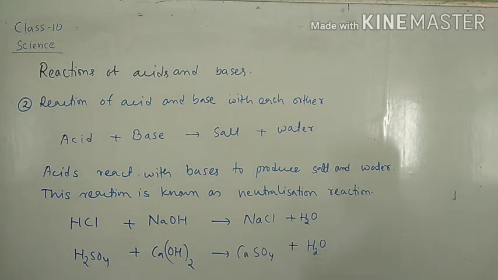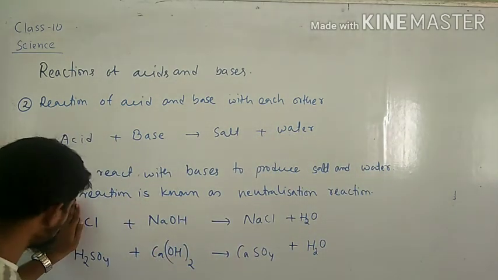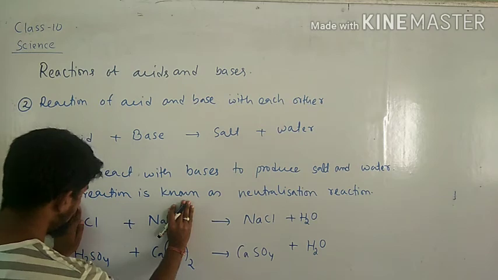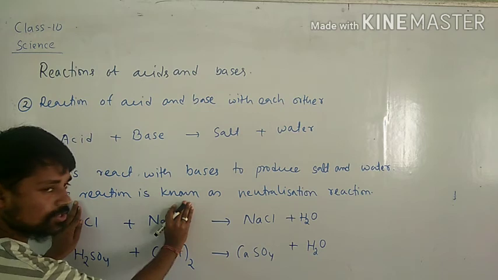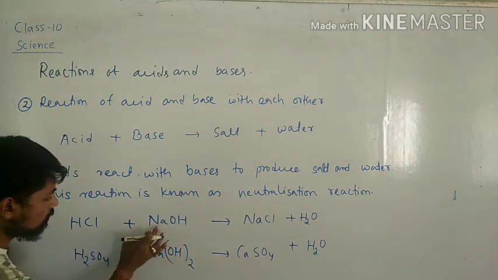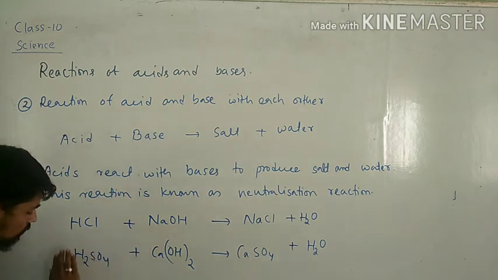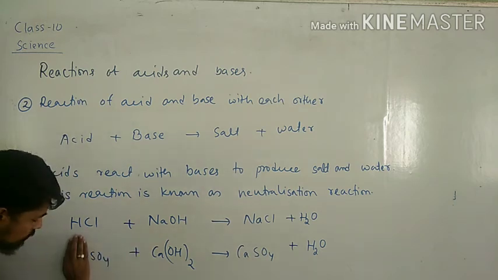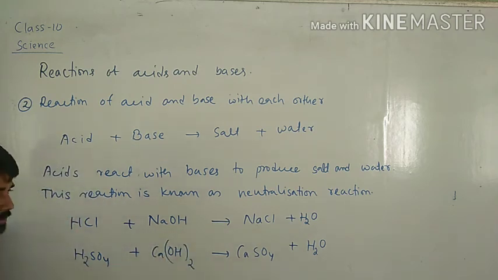How will we come to know which salt will be produced? Just eliminate hydrogen from here and OH from here. The remaining part is Na and Cl. So the salt which we produce is a product of the reaction between sodium and chlorine. Similarly, in this reaction, what is the salt? Just eliminate hydrogen from here and OH from here. The remaining part is Ca and SO4. So the reaction between calcium and sulfate.